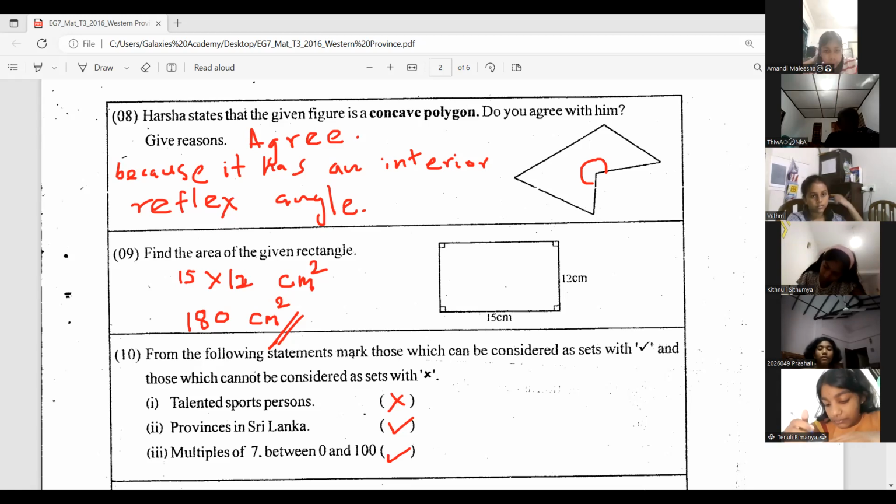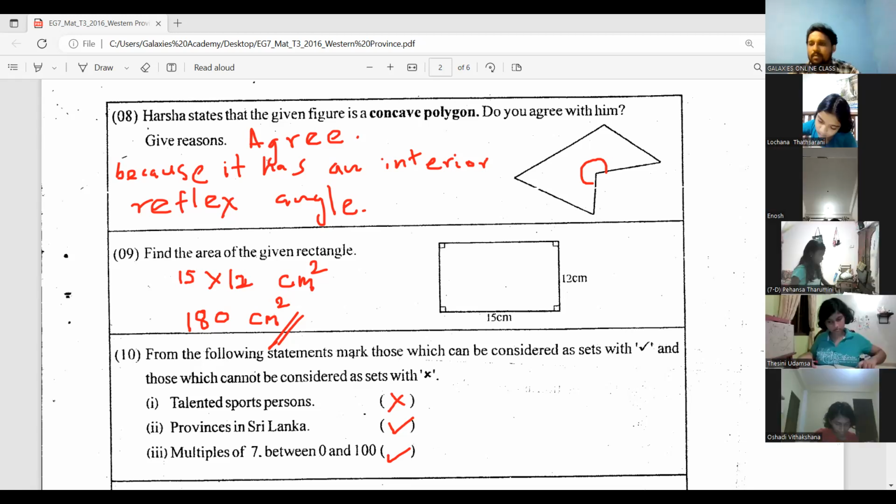It is question number 10. Right, then we are going to the 11th one.